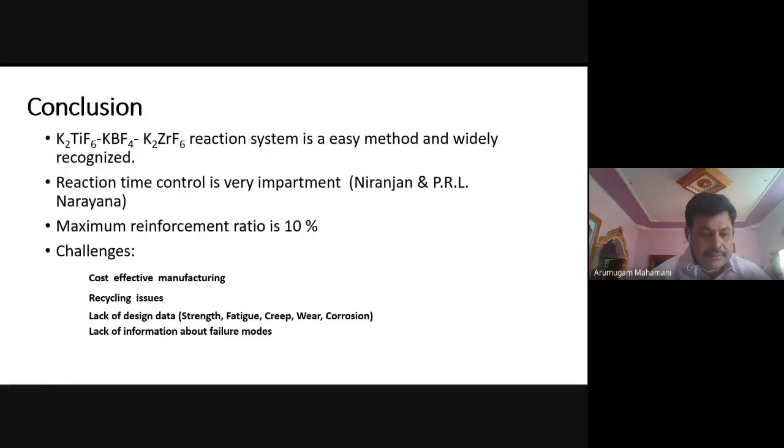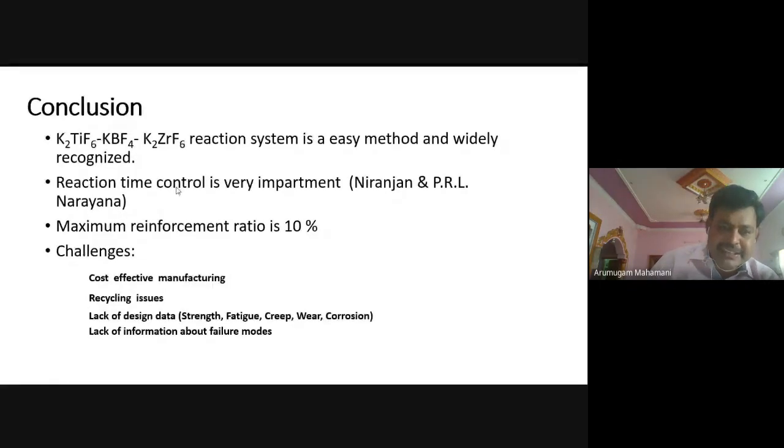Right. So here is my conclusion. Mainly I discussed the K2TiF6, KBF4 reaction system. It is widely used nowadays, and many people are using this. Here the reaction time control is very important. Niranjan and Lakshmi Narayana described the reaction time.